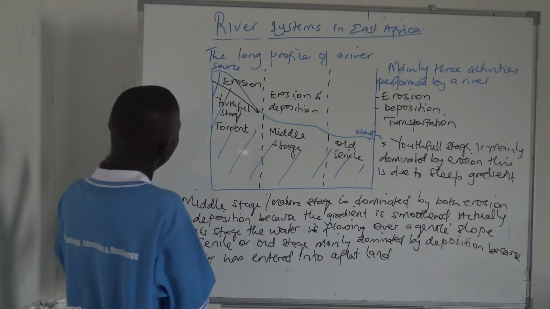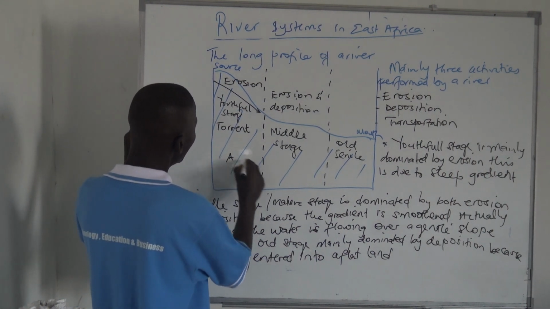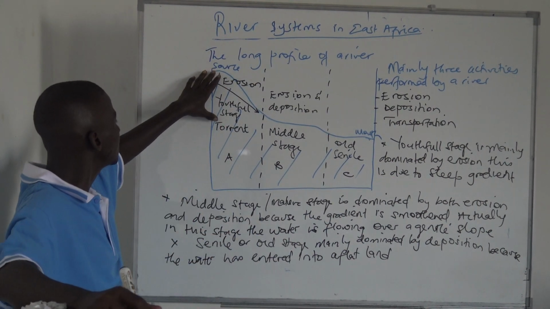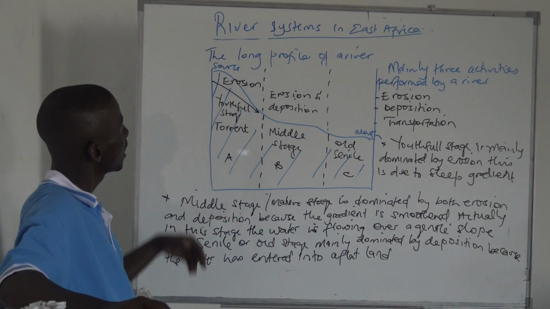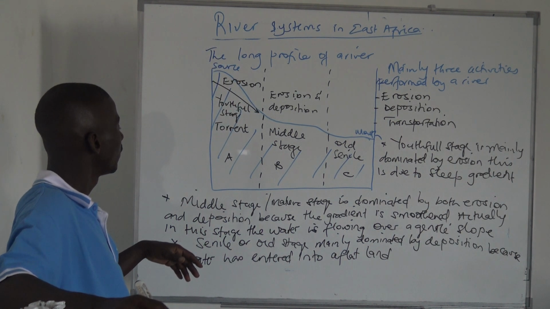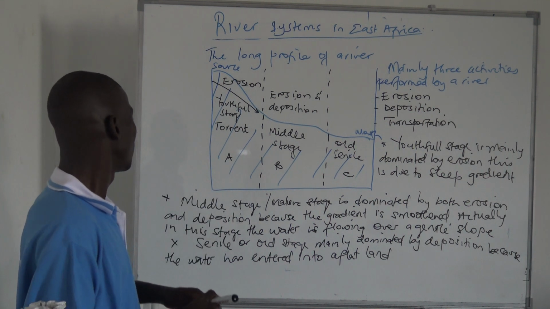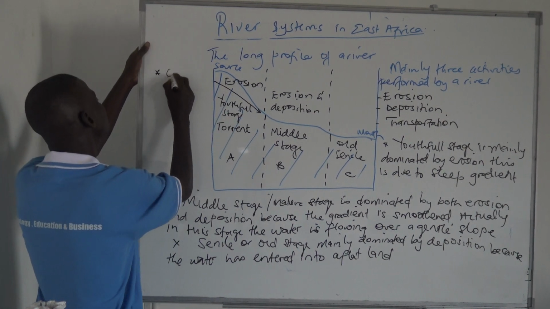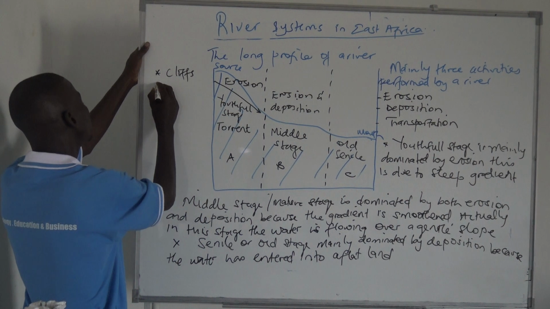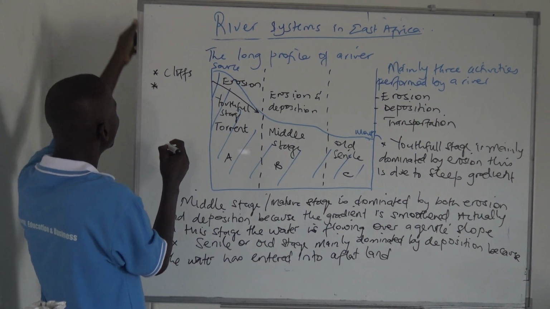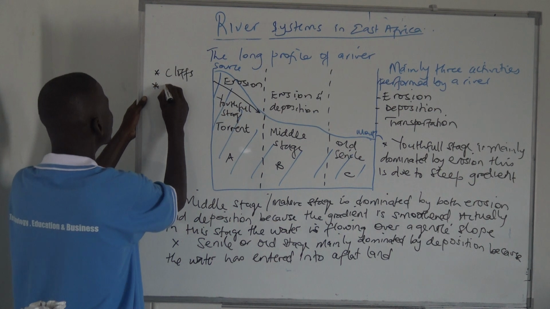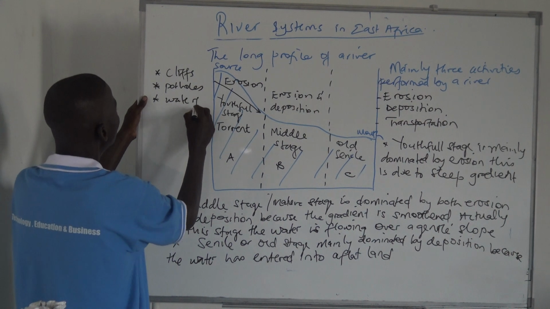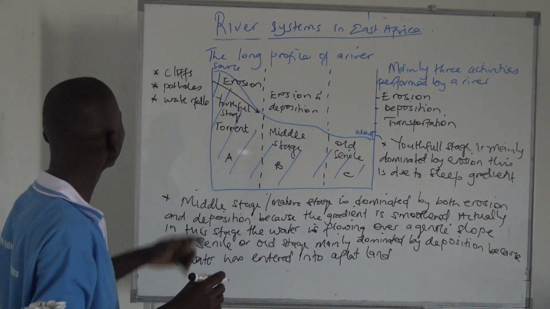Usually section A, then section B, and section C. This section is characterized by so many relief features. By nature, you will notice that in the youthful stage, that's where we have cliffs, potholes, and waterfalls, which are dominant in the youthful stage.